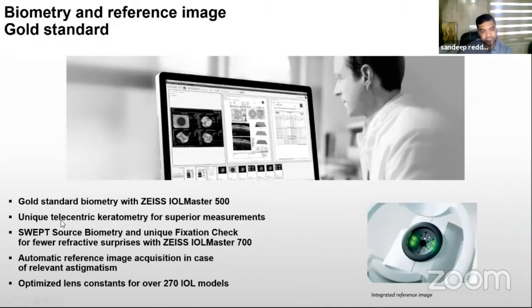The uniqueness of these keratometric values is that they are telecentric, meaning they concentrate on the visual axis rather than the center of the pupil. The Rexis guide that comes with it is also telecentric, concentrating on the visual axis. If you observe during surgery, you will understand that the Rexis is not at the center of the pupil. Most of us try to do a Rexis at the center of the pupil, but it should be telecentric, which helps in multifocal IOLs. The swept source biometry and the OCT images also give other advantages, which other speakers will speak about regarding the IOL Master.